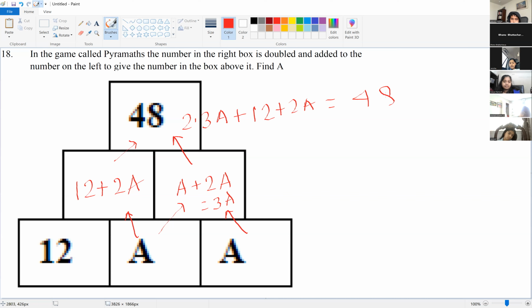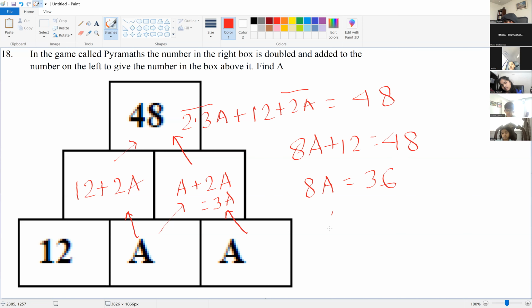That should be 48. So 6A plus 2A, which is 8A, plus 12, which is 48. 8A is 36. A is a fraction, unless we missed something. Let me double check that I did it correctly. Now it's 3A times 2. The number in the right box is doubled and added to the number on the left, which is 12. 12 plus 2A. It should be A and 2A, which is 3A. 3A times 2, which is 6A, plus 2A plus 12. Yeah, so 8A is 36.